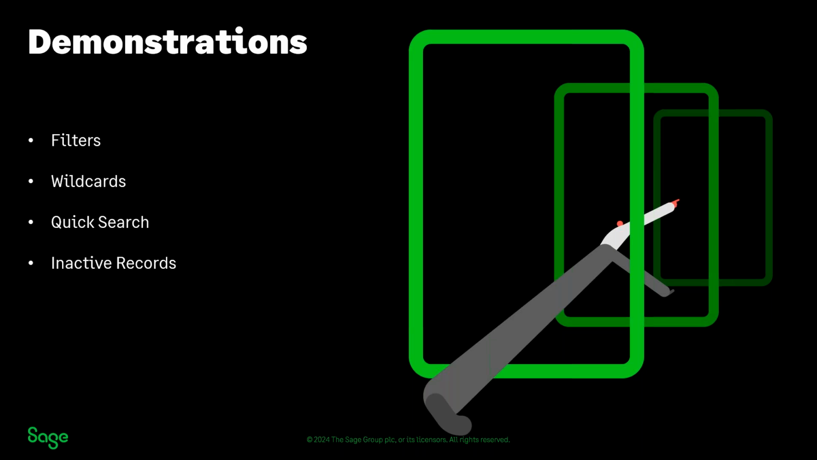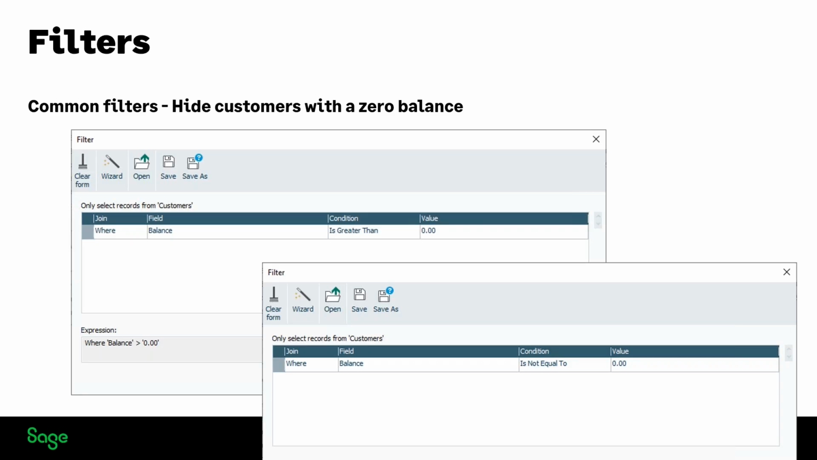As I mentioned, if you've got your software available to you, it helps if you've got more than one screen as well, so you can watch along and have your software open at the same time. Anyway, we're going to run through filters, wildcards, the quick search, and also inactive records, and that should fill in the time that we've allotted this morning. So we're going to start with filters, and I just want to show you some of the common filters first of all, and I'll show you how to build some of these in just a moment.